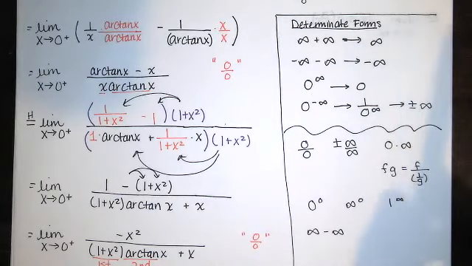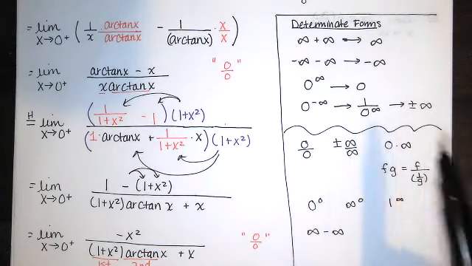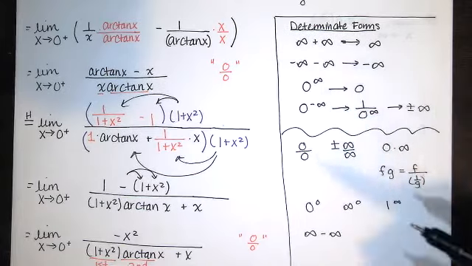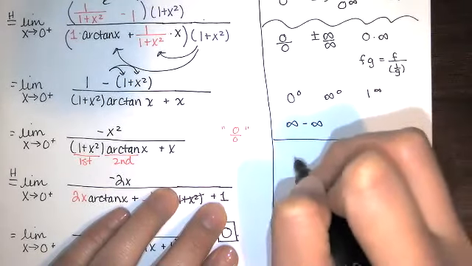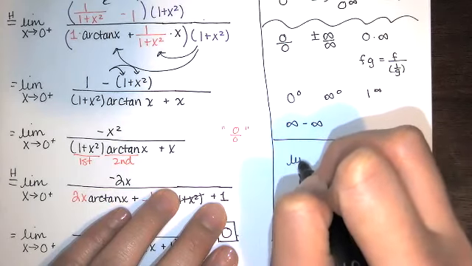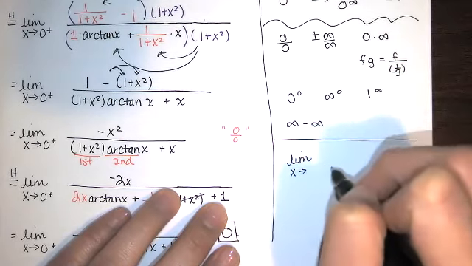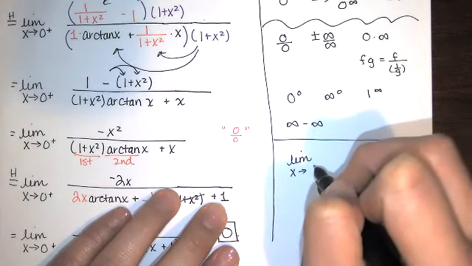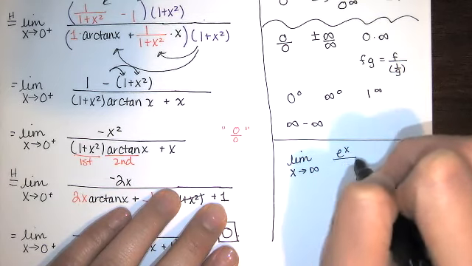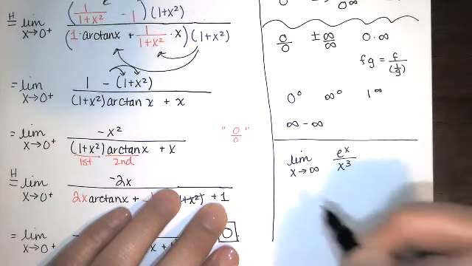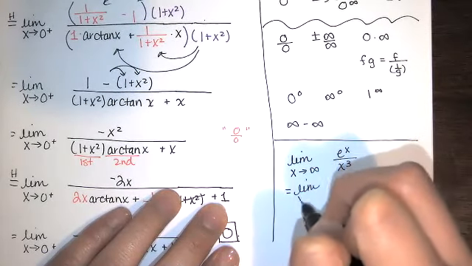As you're using L'Hopital's rule, remember, always, always, always check to see if L'Hopital's rule applies before you apply it. I can't tell you how many times I've had students do something like this. Take the limit as x approaches, let's say, infinity of e to the x over x cubed. And they're like, oh, that's an infinity over infinity indeterminate form.